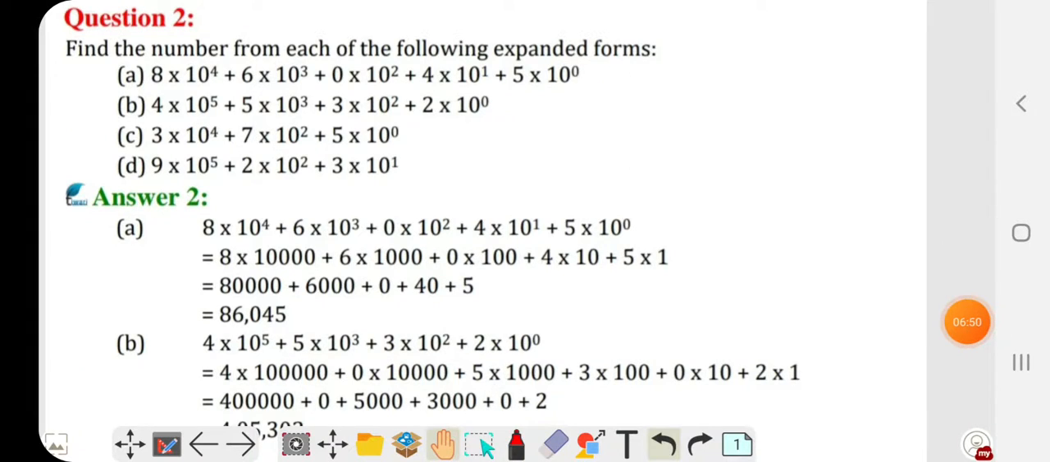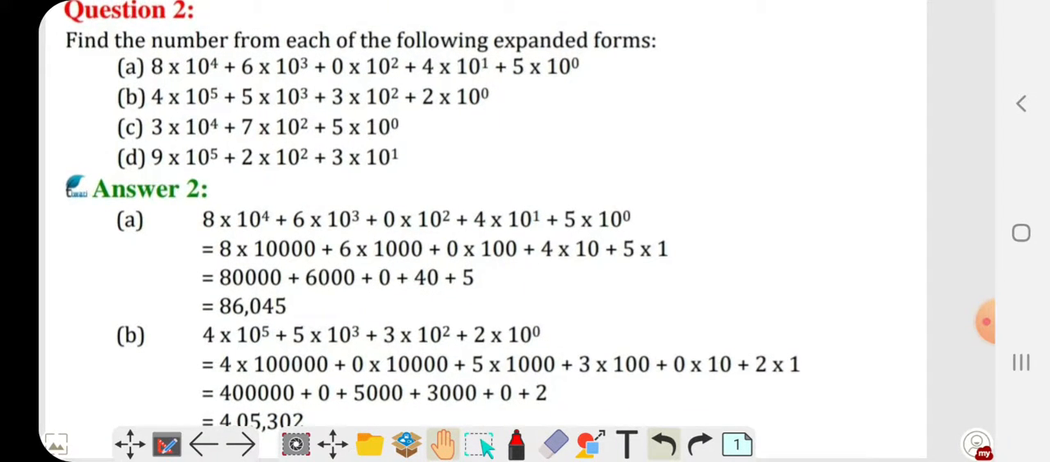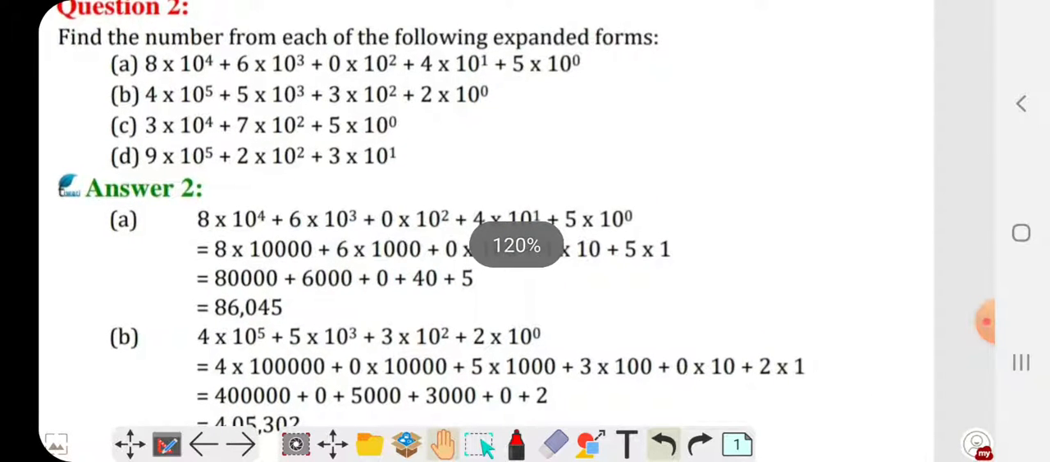Now expanded forms are given to you and they are asking you to find the numbers from them. In the previous question, question number 1, the number was given to you and they were asking for expanded form, so it is just the reverse of that.